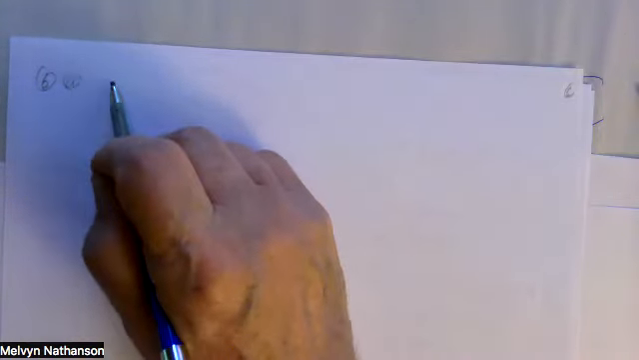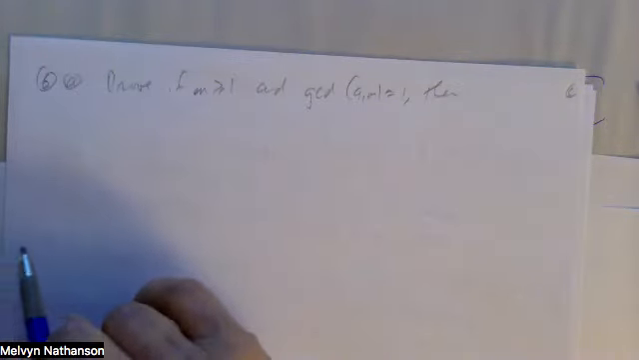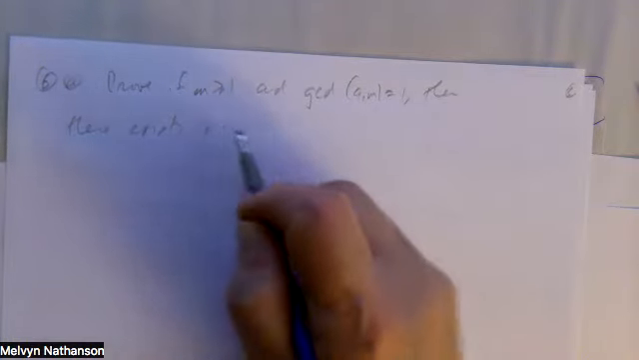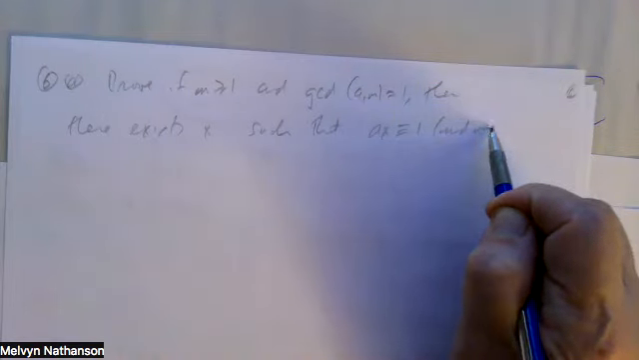So in 6a, we want to prove that if m is a positive integer and the GCD of a and m is 1, then there exists an integer x such that ax is congruent to 1 mod m. So we can prove this in 2 ways.